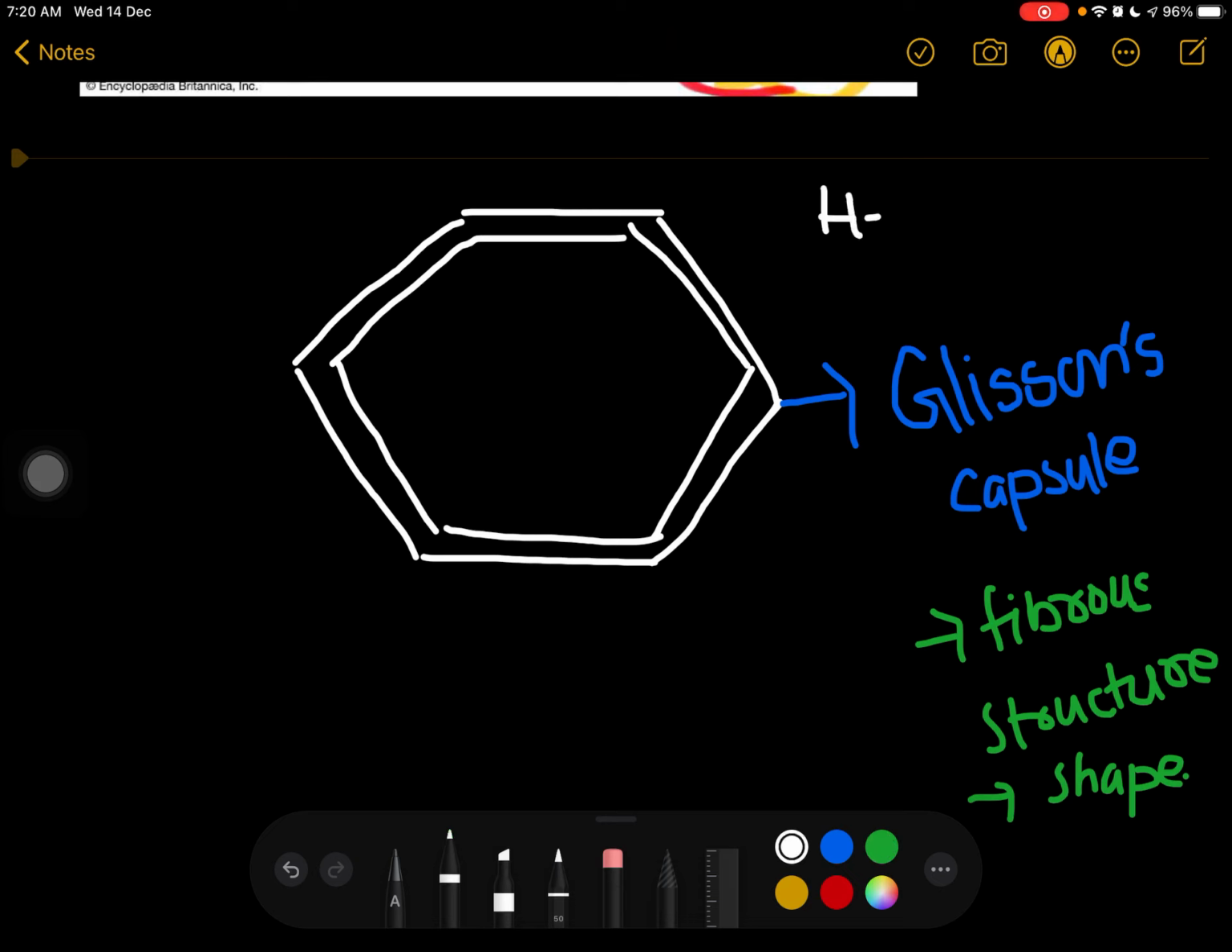So it can be hexagonal or it can be polygonal, right? So after this, we are having over here hepatic cord.